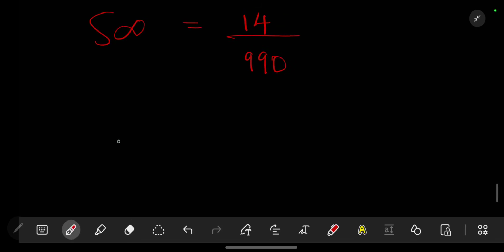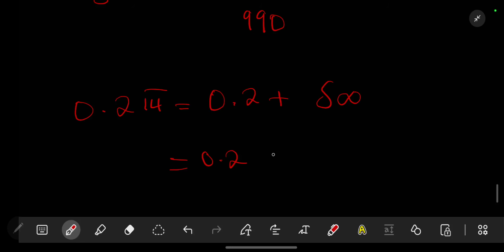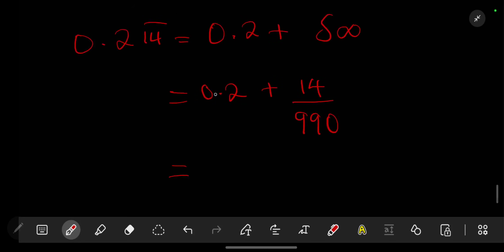So therefore, to find the value of 0.214 bar, it should be equal to the 0.2 that you left plus the sum to infinity that you have found. So we have our 0.2 plus sum to infinity, which is found to be 14 over 990. Then 0.2 is the same as 2 over 10. If you divide 2 divided by 10 is 0.